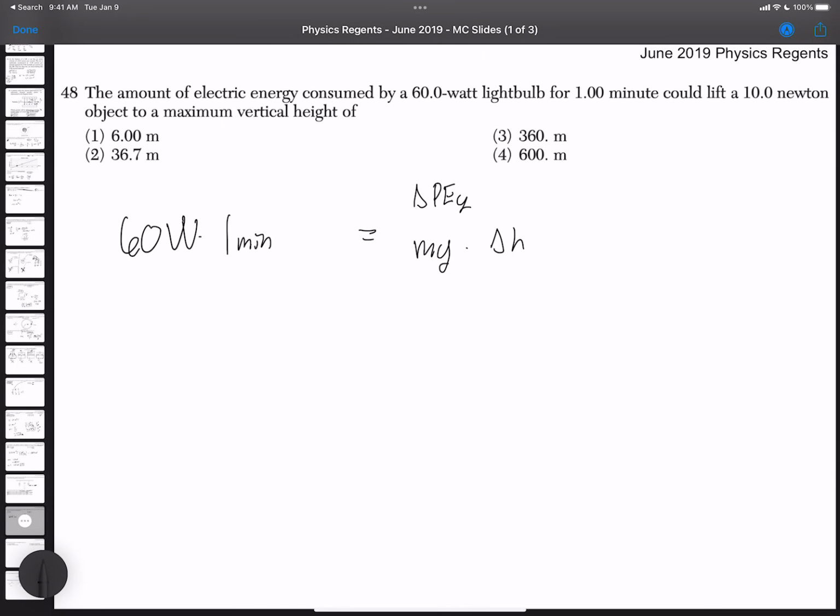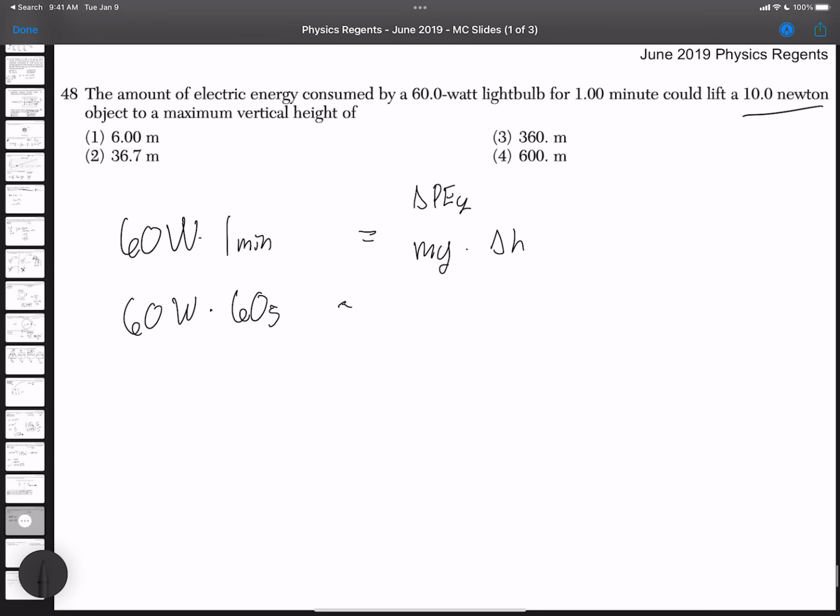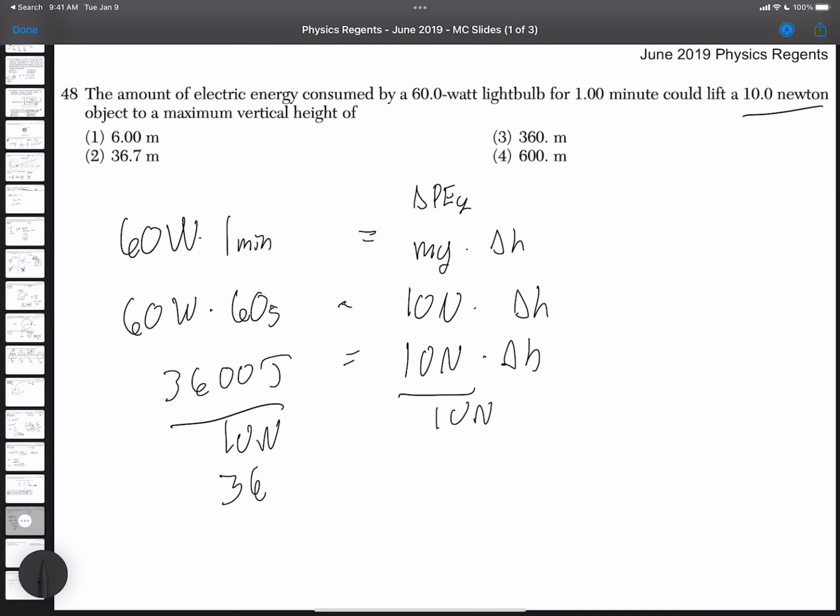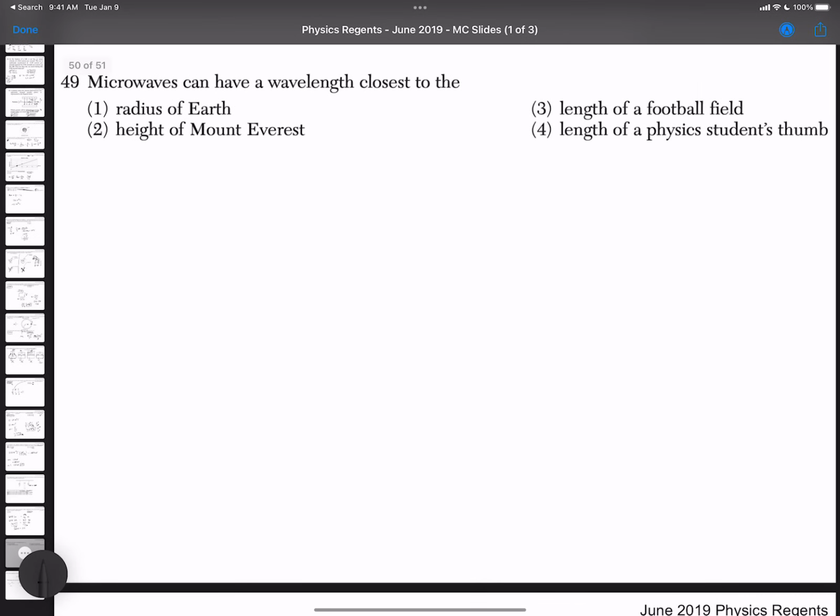We have to change the 1 minute over into seconds. So 1 minute is 60 seconds. And my mg here is a 10 newton object, so I can just plug in my 10 newtons there. And again, I'm solving for that height. So I've got 60 times 60, which would be 3,600 joules equals 10 newtons times that change in height. Divide both sides by 10 newtons, and I'm getting 360 meters as the change in height. Answer choice 3.